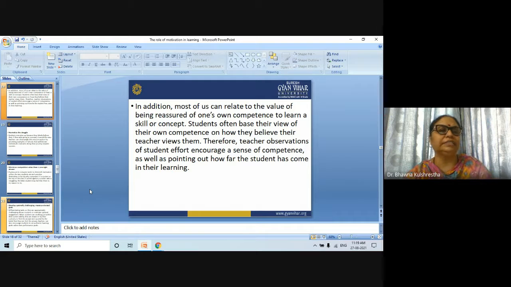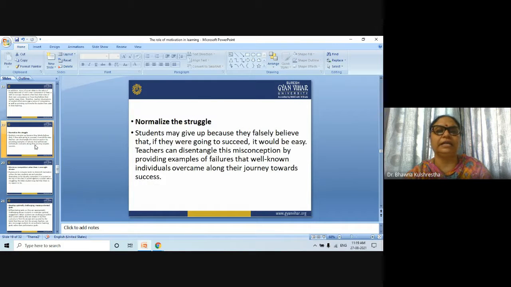The next is normalize the struggle. Students may give up because they falsely believe that if they were going to succeed, it would be easy. Teachers can dispel this misconception by providing examples of failure that well-known individuals overcame along their journey towards success.